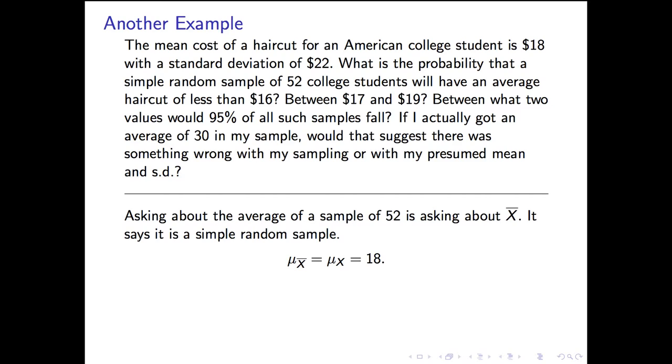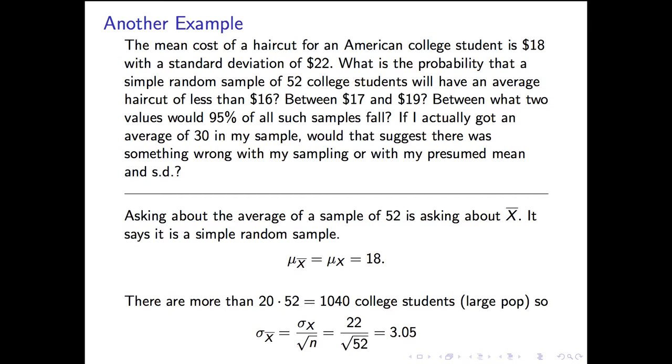So, asking about the average of a sample of 52 is asking about X bar. It says it's a simple random sample, so we meet assumption 1. Therefore, mean of X bar is 18. There are more than 20 times 52, 20 times the sample size, college students. More than 1,000 college students in the world, so the large population assumption is met, so we can assume that sigma of X bar is 22, the population standard deviation, divided by the square root of 52, which is the sample size, or 3.05.